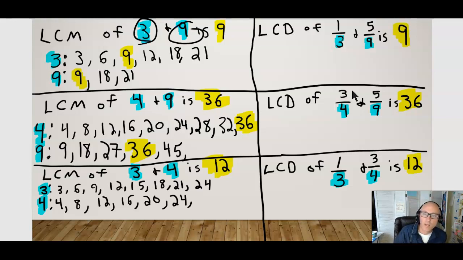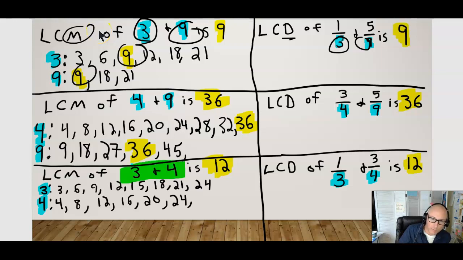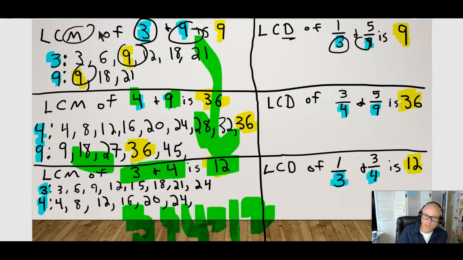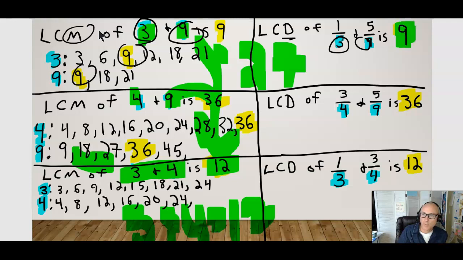So 3 and 9, 3 and 9. Oh, this is interesting because for 3 and 9, the least common denominator, or even the least common multiple, is 9. Did you notice down here, when we did 3 and 4, it's 12? Right down here at the bottom. What's 3 times 4? It's 12, so that actually works there. 4 times 9? 36. But 3 times 9 is 27, but that's not the lowest common denominator. The lowest common denominator is actually 9 when you write it out. So it's just something to notice.